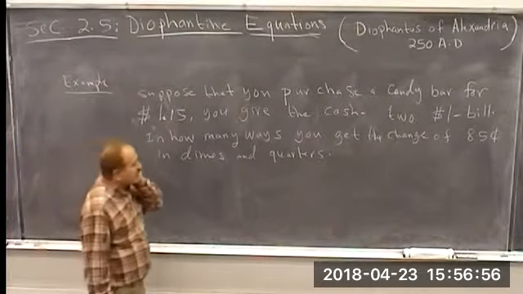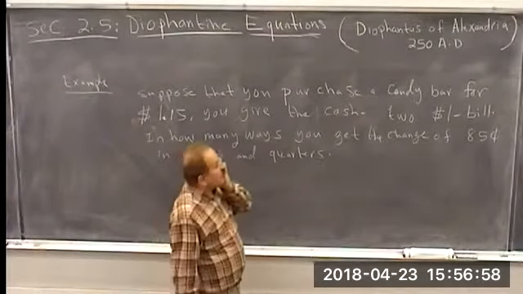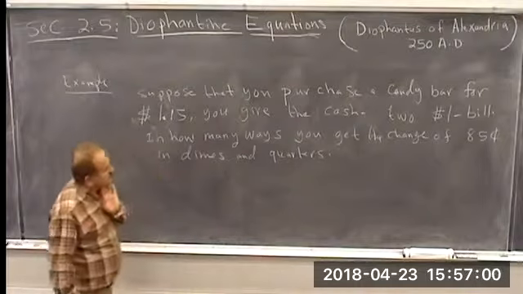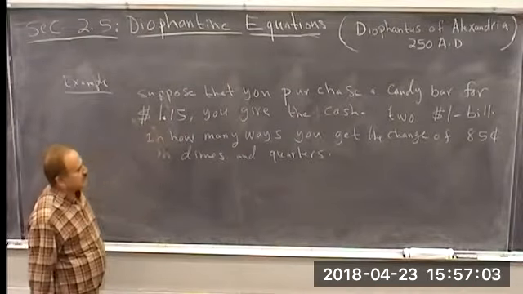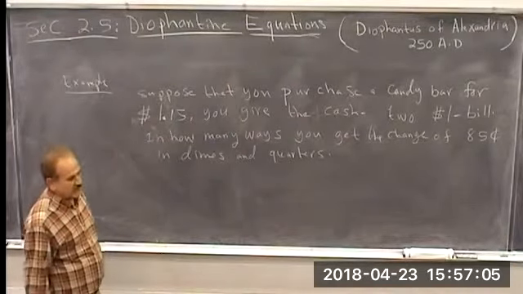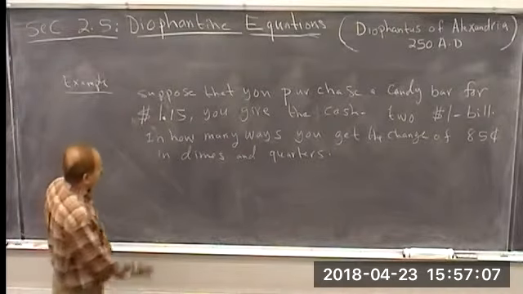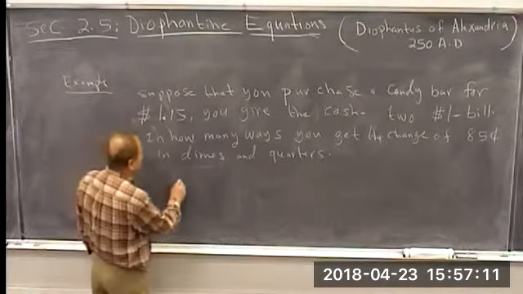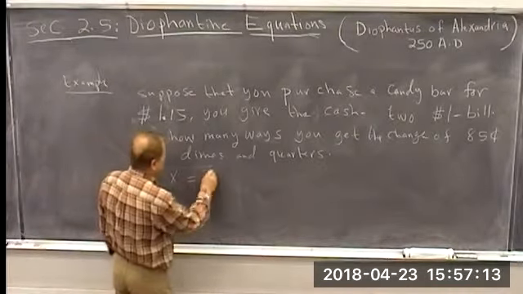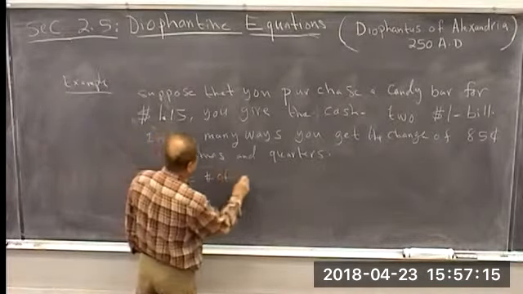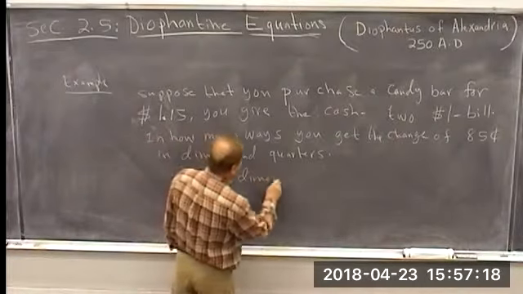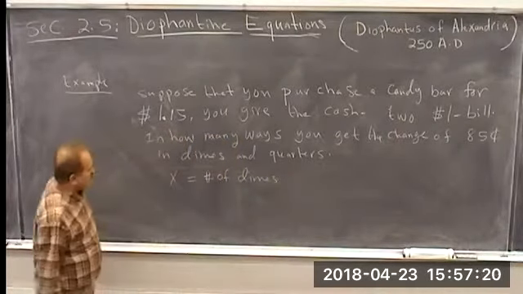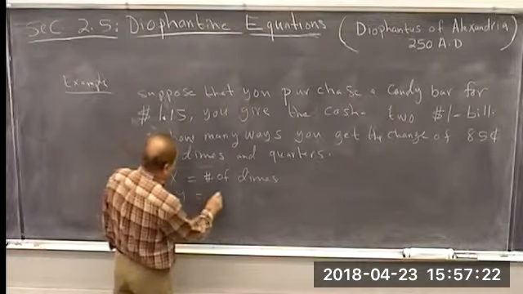All right. Well, we can formulate this question into solving a linear Diophantine equation in two variables. So if we let x represent the number of dimes that's going to be in the change, and y the number of quarters.